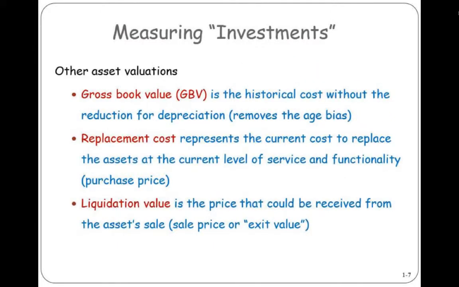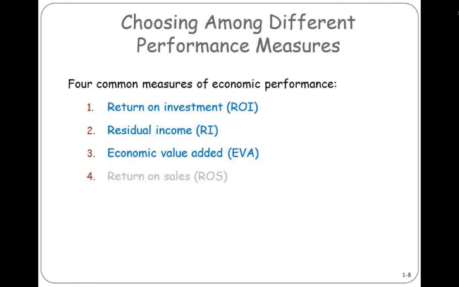So you could do some other things. You could use gross book value, which is maybe a little bit better, which just takes the depreciation out of the equation. If you can, you can look at replacement costs. How much would it cost to replace the equipment with currently available equipment of similar service level and functionality? Or you might look at liquidation value. How much could you get in the open market for that equipment today? Alternatives to net book value for your long-lived assets. The book talks about all 4 of these. We're not going to focus on return on sales, so that's why it's grayed out.